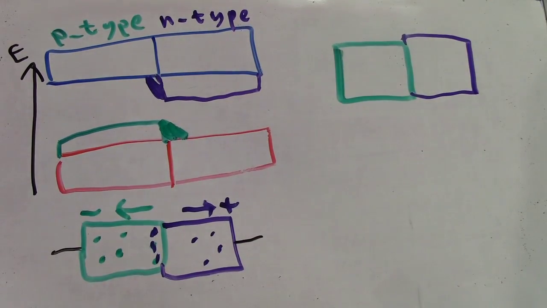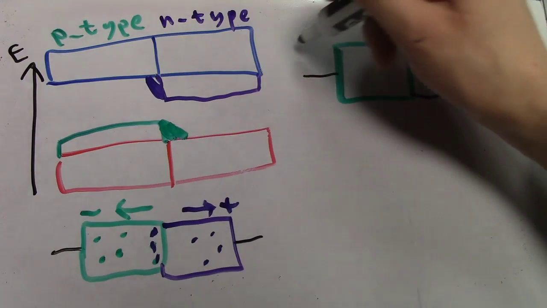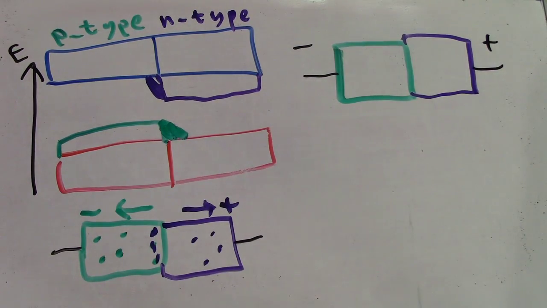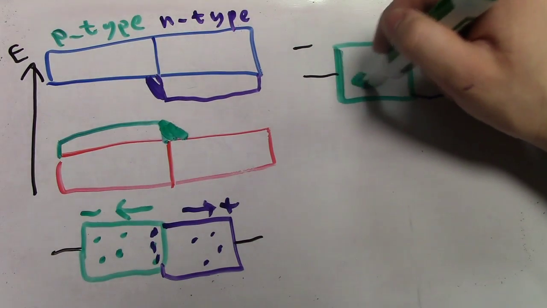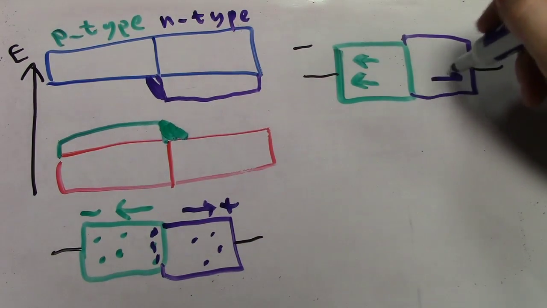Now, if you apply a voltage, such as from a battery, with the positive end on the N side and the negative end on the P side, N-type electrons and P-type holes will flow away from the gradient.